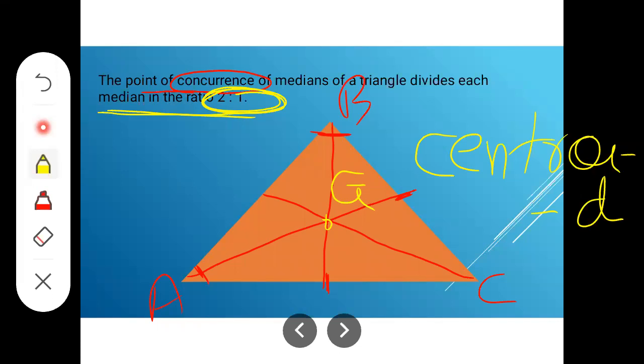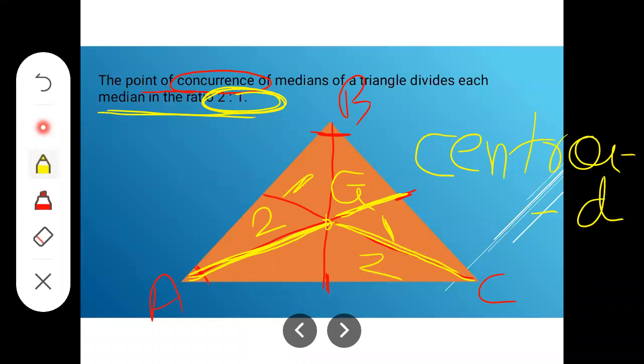Now, because of this centroid, the median is divided in the ratio 2:1. That means segment AG will be of measurement 2, and the rest of the segment, this one, will be 1. The segment from vertex to centroid will be 2, and the rest will be 1.